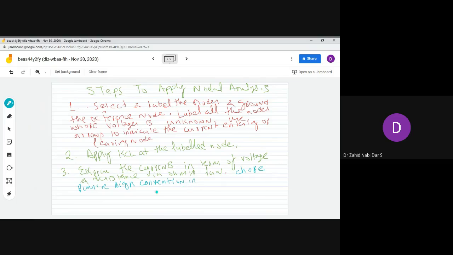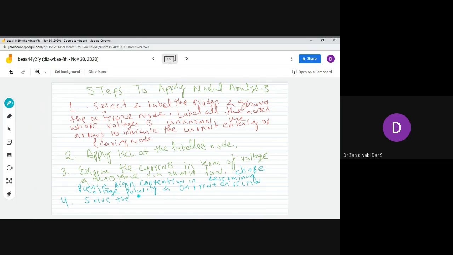So choose the passive sign convention in determining voltage polarity and current direction. This is very important. Once you have done it, then solve the resulting set of simultaneous equations. You can use either Cramer's rule, or you can put it directly in the calculator.